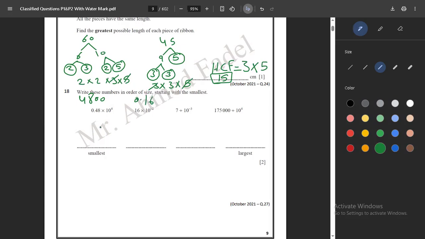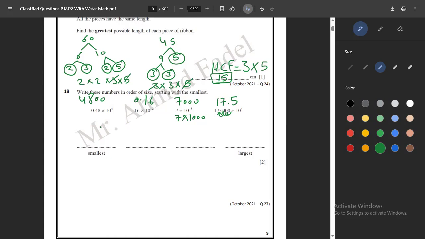Here, dividing by negative, it's as if you're multiplying by positive. So as if you're saying 7 times 1,000, which is 7,000. Dividing by positive, like this is normal. Move the decimal point that is at the end, 4 digits to the left. So 1, 2, 3, 4 becomes 17.5. So now we can order.